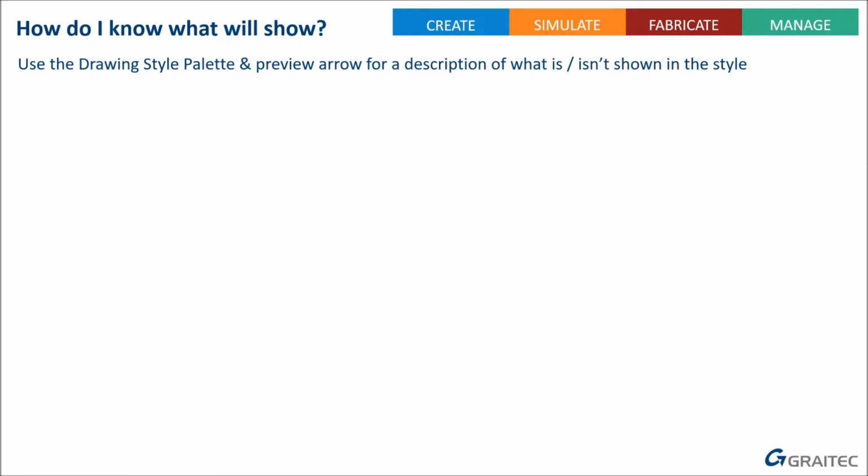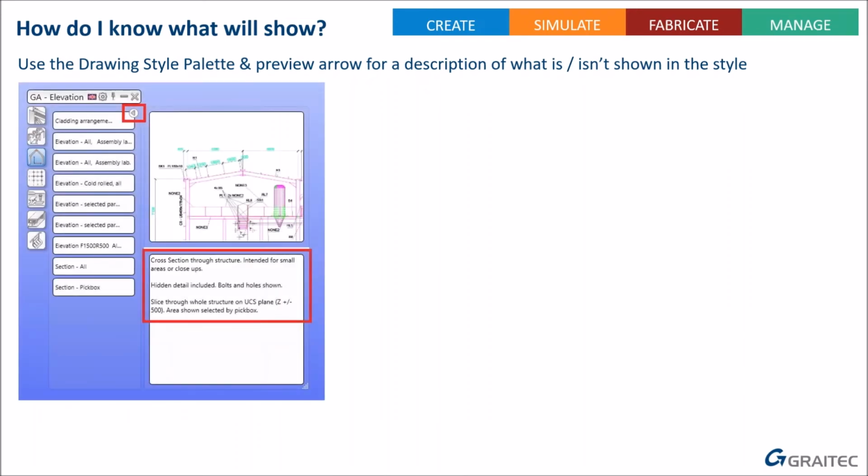So although in the UK we teach everyone to use cameras because you've got a bit more control, we can use the drawing style palette and the preview arrow for a description of what's shown or isn't shown within the style. So if we open the palette, I'm not actually going to use anything from the palette, but I'm going to use this little preview window, and then each style will actually tell you what is shown in there.